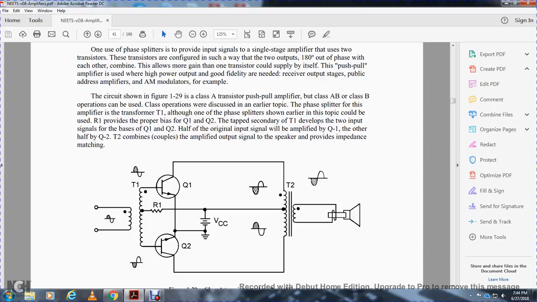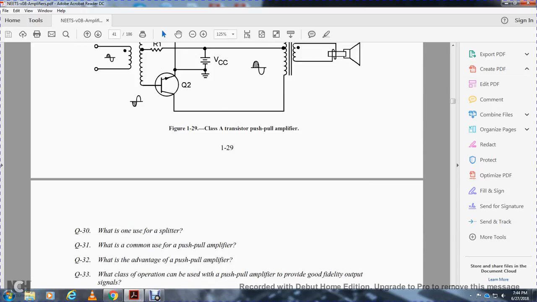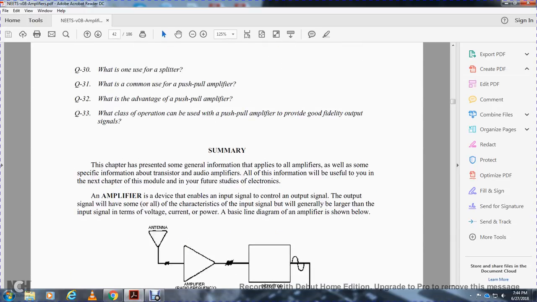So you have your transformer 1 winding and a resistor between the transformer 1 that is divided into transistor 1 and transistor 2. The voltage current is also grounded between both transistor 1 and 2. And the current from transistor 1 and 2 goes into the transformer 2 winding and into the speaker. Alright, summary, chapter 1.